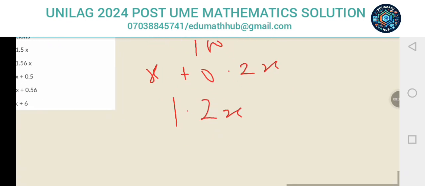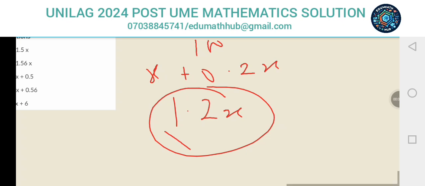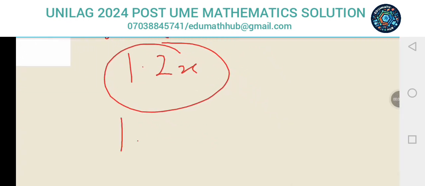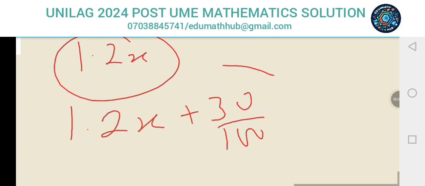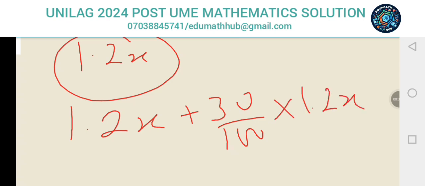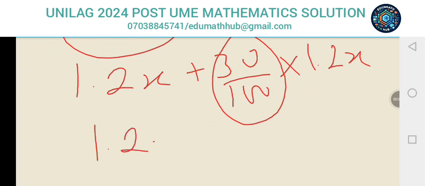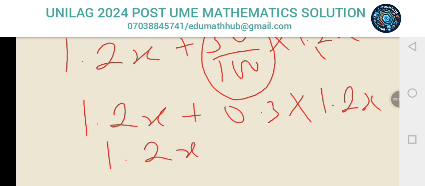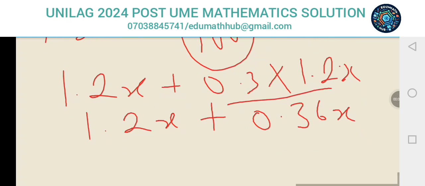But the same person now increased the same price, this 1.2x, by 30%. So let's increase that by 30%, as you can see in the question. Now let's do that with the same method. We're going to write 1.2x, which is the original price, plus 30 over 100 times 1.2x. So that's all you need to solve this. This is 0.3. So you're going to get 1.2x plus 0.3 times 1.2x. If you solve this out, 0.3 times 1.2 will give you 0.36x. Okay? Then you add 1.2 plus 0.36.